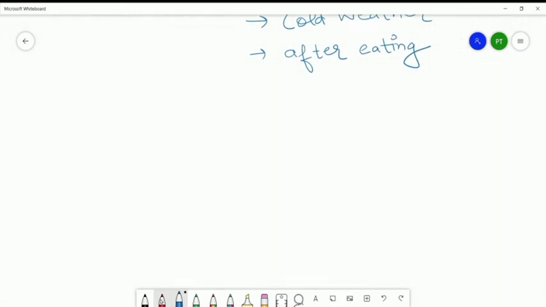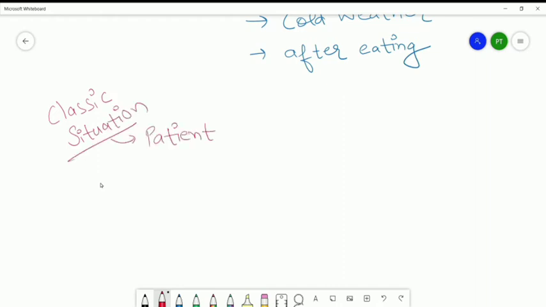Now the classical situation of angina that you will see in pictures in books or also in movies: the patient clenches the right fist and holds it close to the chest.